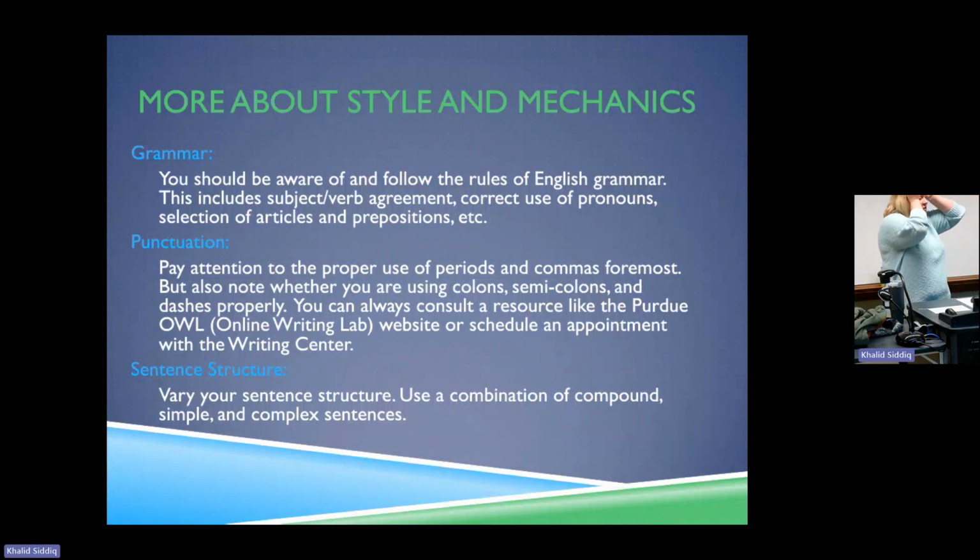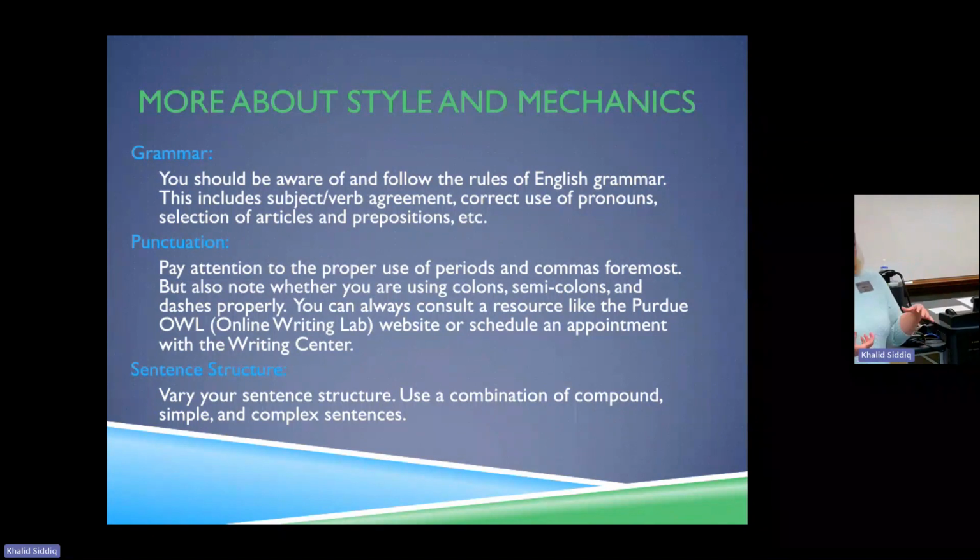And then finally, sentence structure. You want to make sure you have a variety of sentence structures. Use a combination of compound, simple, and complex sentences. So compound sentences are going to be sentences where we have two independent clauses with some kind of conjunction between, like, I am going to stand over here, and then I'm going to stand over here. I've got and between two sentences. That's a compound sentence. It's a little bit longer, right? And then you can also use some shorter sentences, some simple sentences.